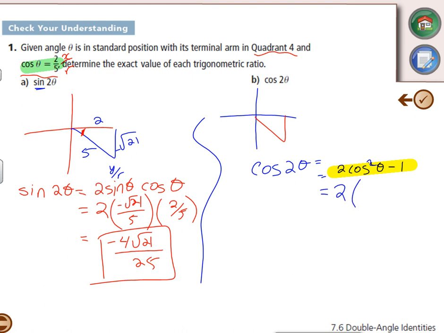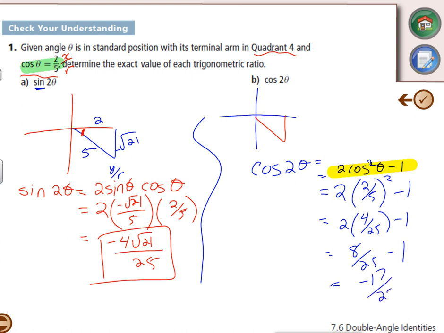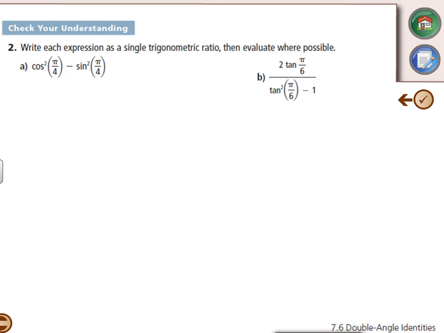2 cos, that's 2/5 squared minus 1. Working that through, that gives me 2 times 4 25ths minus 1. That gives me 8 25ths minus 1. Subtract 1 off of that, that gives me negative 17/25. Didn't need the sine this time. So a question like this, you could have gotten away with just worrying about the x and the r. You didn't need to find the y this time.